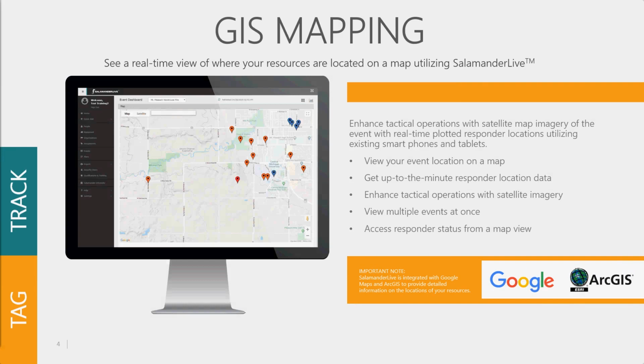So this GIS map is going to be found on the events dashboard. So every time the device moves more than 50 meters, which is about 0.3 miles, Salamander Live is going to update its location on that map. So each pin, when you click on it, it's going to give you additional information, such as the person's name, their position, their organization, contact information, if entered and available within their profile.